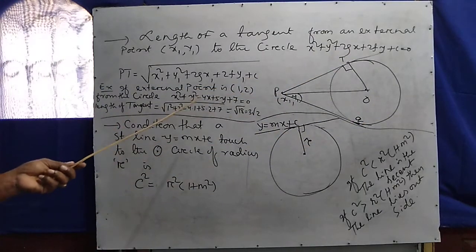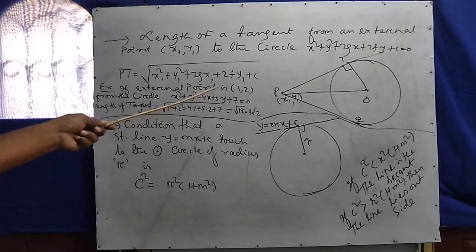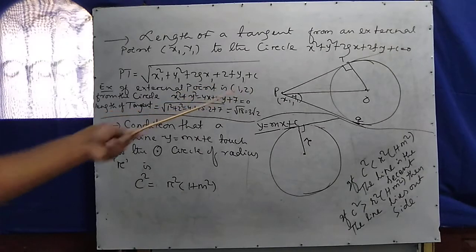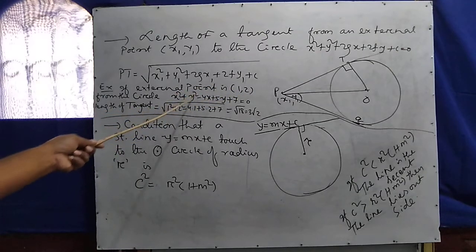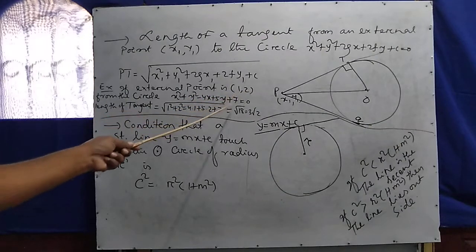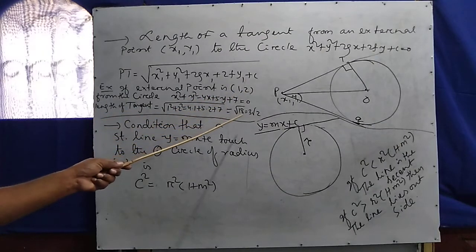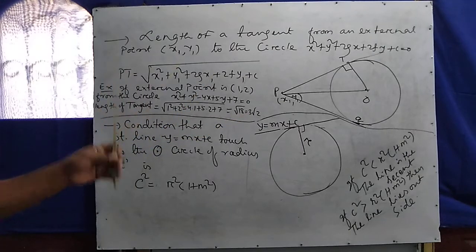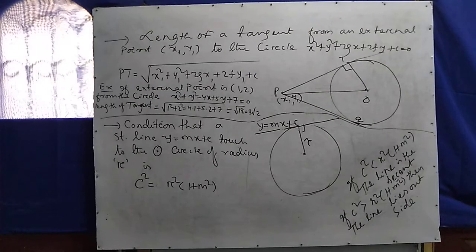The length of the tangent can be found by putting 1 and 2 instead of x and y. Then you get 1 square plus 2 square minus 4 into 1 plus 5 into 2 plus 7. So this is root 18, equal to 3 root 2. This is the length of the tangent. In this way you find the length of the tangent. Okay, so now we will discuss another condition.